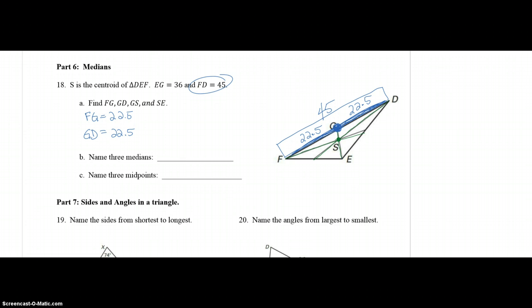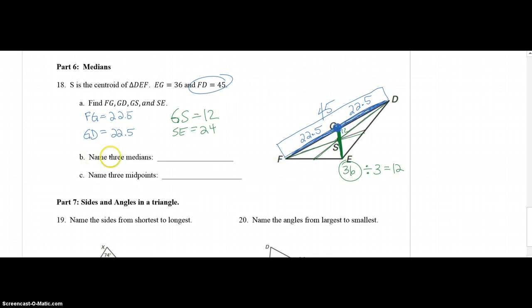Okay, now let's talk about the median, because they give us that EG, this median right here, is 36. That's the one we're going to divide into thirds. I take 36 and divide it by 3 and I get 12. That means that smaller piece, GS, is 12. And we know the big piece is 2/3 of it, so we have to double that. So SE is 24. And if you added those together, you would get the full 36.